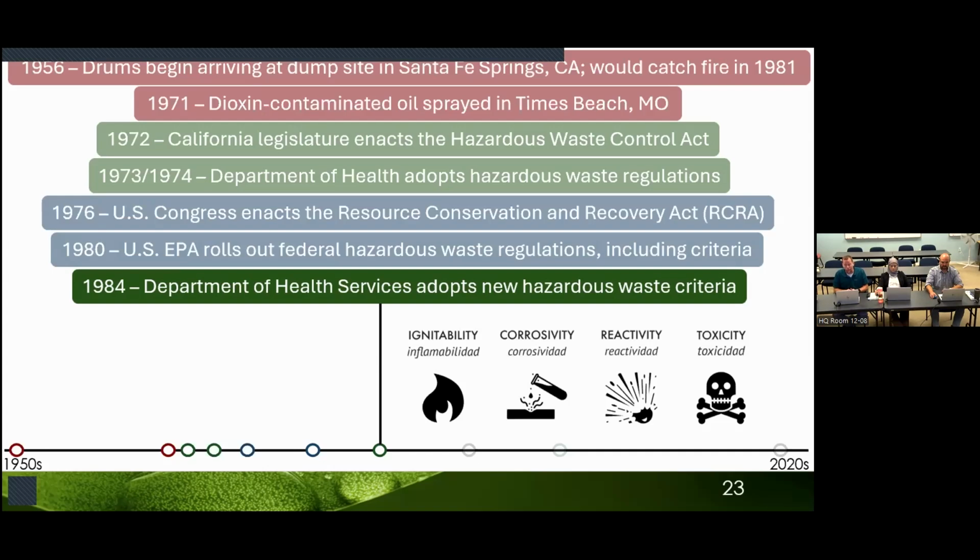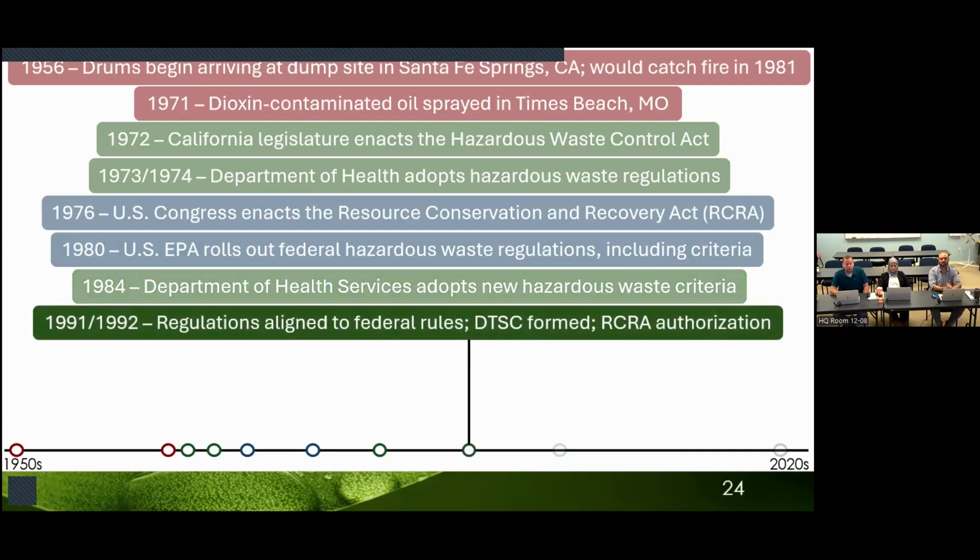However, in the early 1990s, hazardous waste regulation in California was about to undergo another set of changes. First, the department completed a years-long process of adopting regulations to align California's system with the federal rules, integrating the federal criteria into our own.